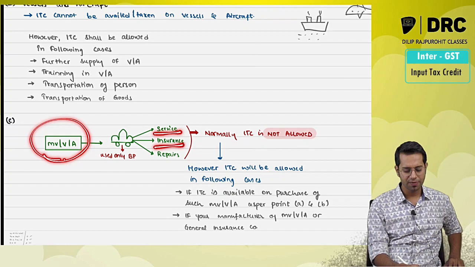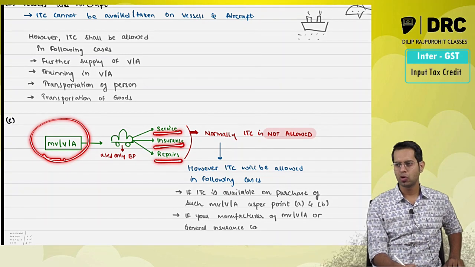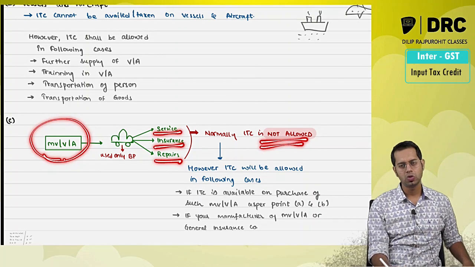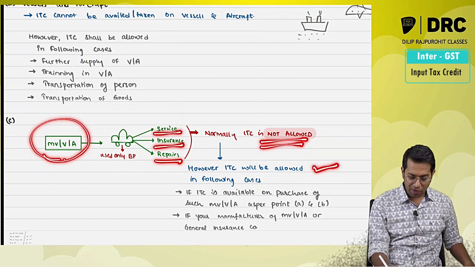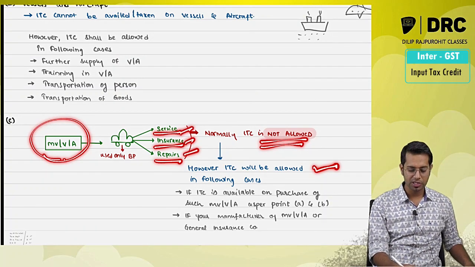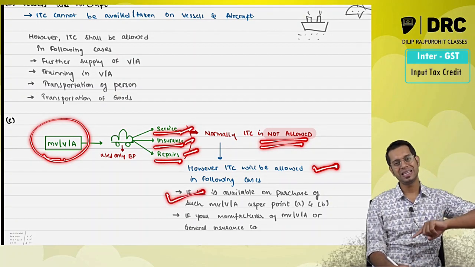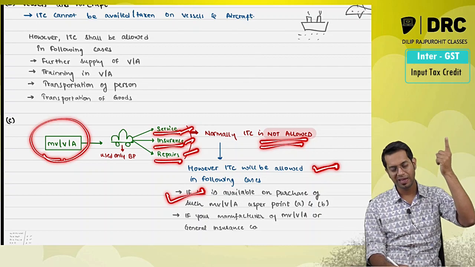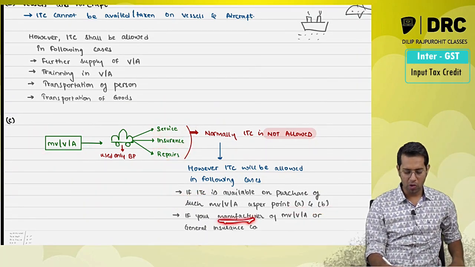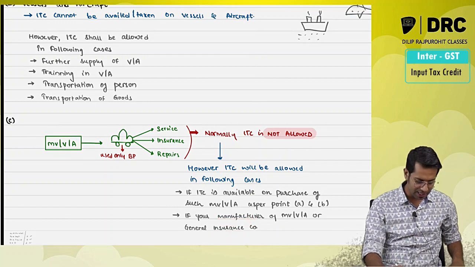So sir, the question is: service cost, repairs cost, insurance cost of this motor vehicle, vessels and aircraft, can I take input tax credit on that? Answer is no. On that also you cannot take input tax credit. However, you will be allowed to take input tax credit on service cost, repairs cost, maintenance cost, if ITC is given to you on purchase of that motor vehicle in point number A and point number B, or if you are a general insurance company or a manufacturer of motor vehicle, vessels and aircraft.